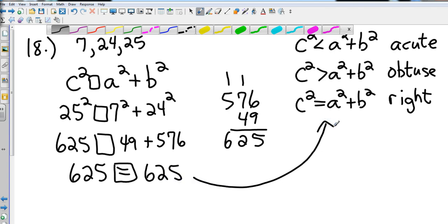So that question asks whether each set of numbers can be the measures of the sides of a triangle, and if so, classify the triangle as acute, obtuse, or right. In this case, it's right. So again, like I say, we're going to skip over the others. We're going to go to 21.